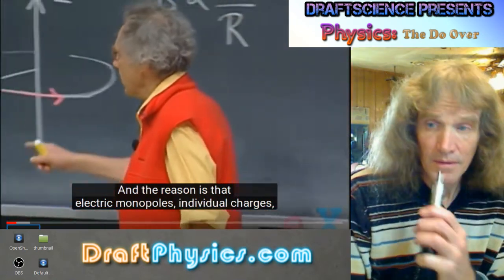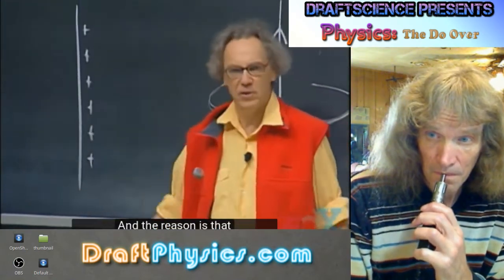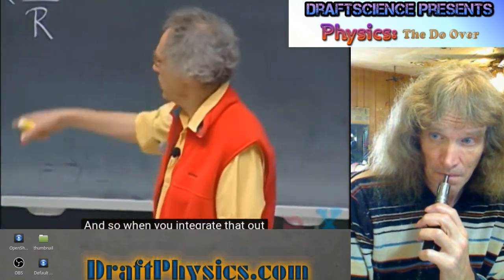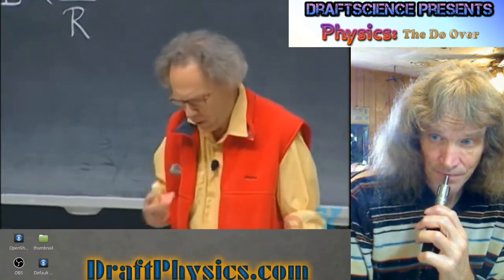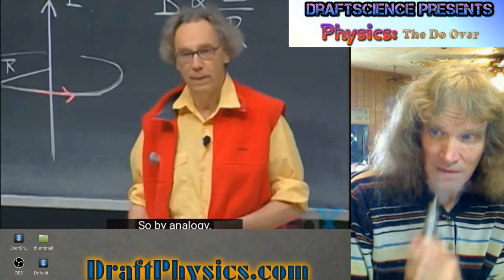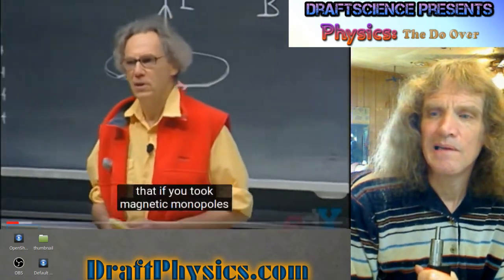For electric monopoles, individual charges, the electric field falls off as 1 over r squared. And so when you integrate that out over a straight wire, you get the 1 over r field. So by analogy, it would be very plausible that if you took magnetic monopoles.